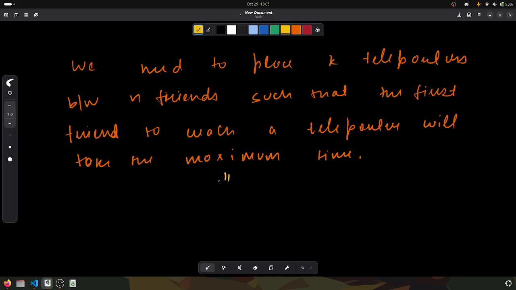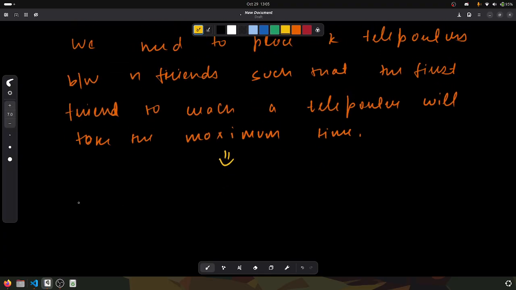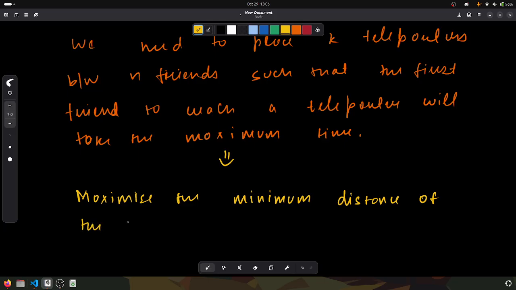So basically, in other words, we can say that the question wants us to maximize the minimum distance of a teleporter from any friend. So we just need to maximize the minimum distance of the teleporter to any friend. Right.